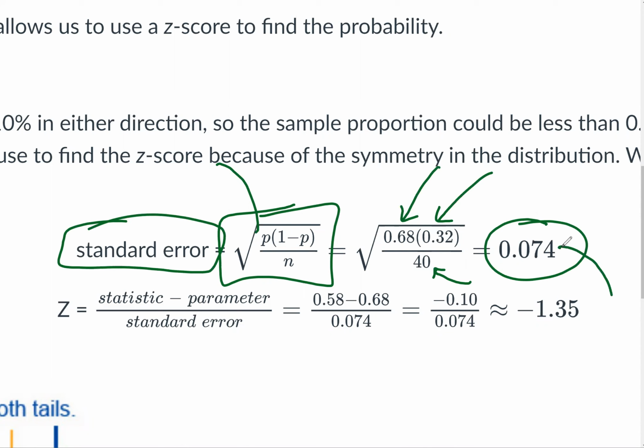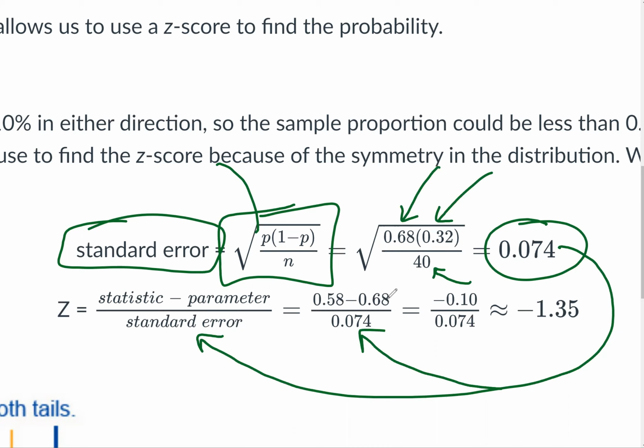We're going to stick that in the z formula. That's the denominator, so 0.074 is going to go right there. The statistic that was given to us in the very beginning of the problem: they said that the overall proportion in the US of men who are overweight is 0.68, but the actual statistic they gave us was, well, we took a sample and only 0.58 of them, or 58%, were overweight. So the statistic is a number that was given in the problem, but different from the population proportion. And the parameter is that population proportion, 0.68.